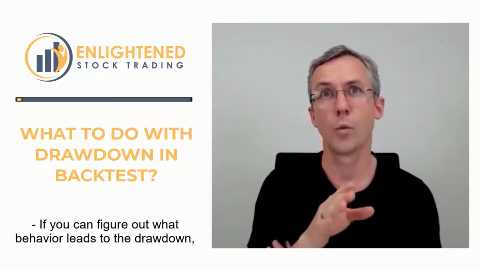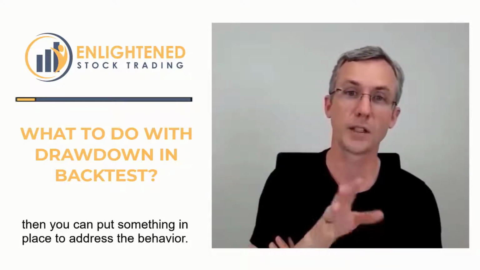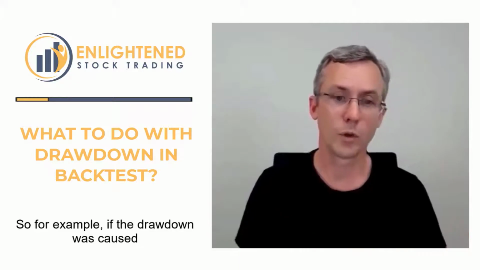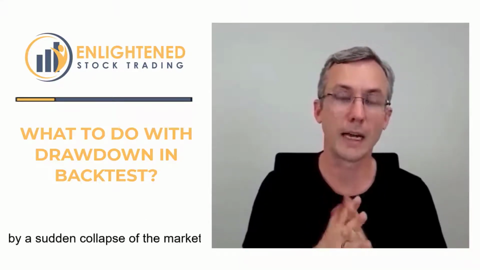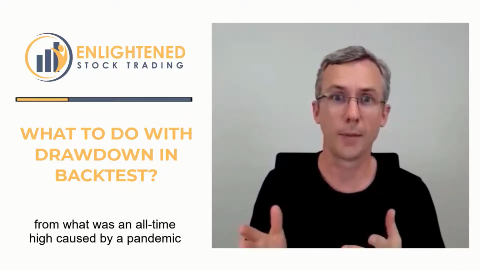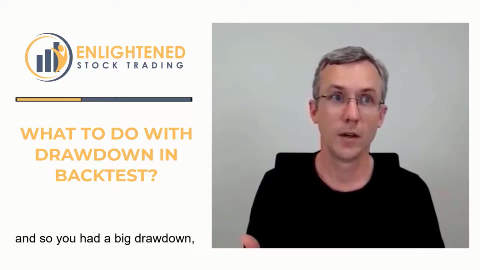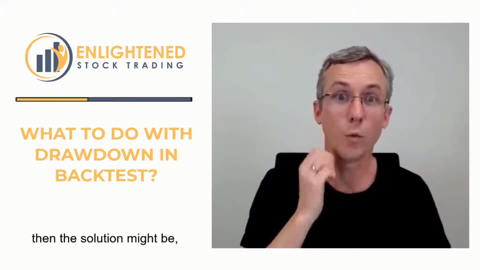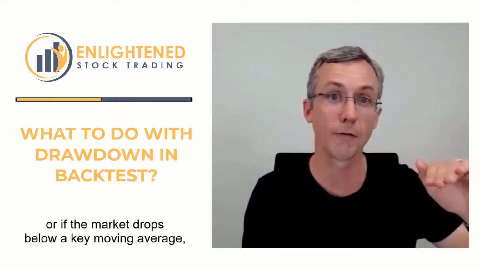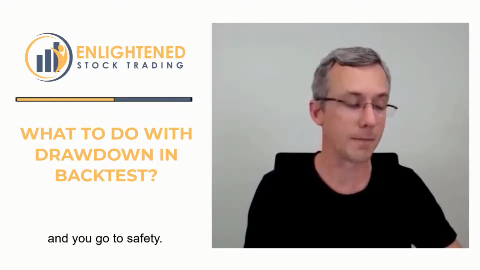If you can figure out what behavior leads to the drawdown, then you can put something in place to address the behavior. So for example, if the drawdown was caused by a sudden collapse of the market from an all-time high caused by a pandemic, and the market just went, and so you had a big drawdown, then the solution might be, well, if the market drops 20% or 25%, or if the market drops below a key moving average, you just close the trades, you get out and you go to safety.